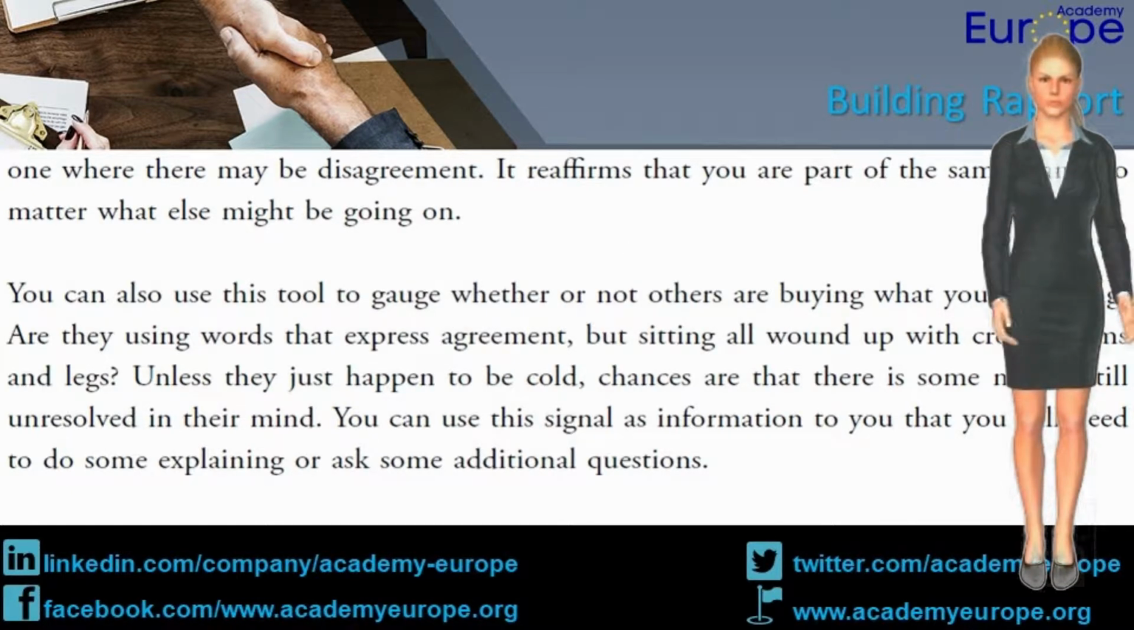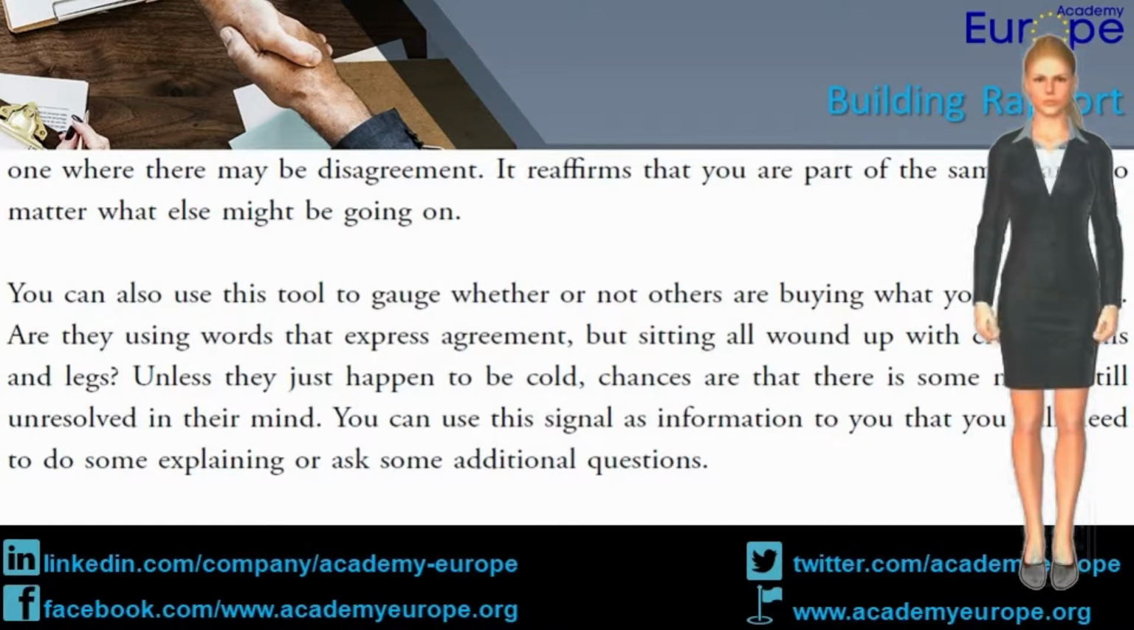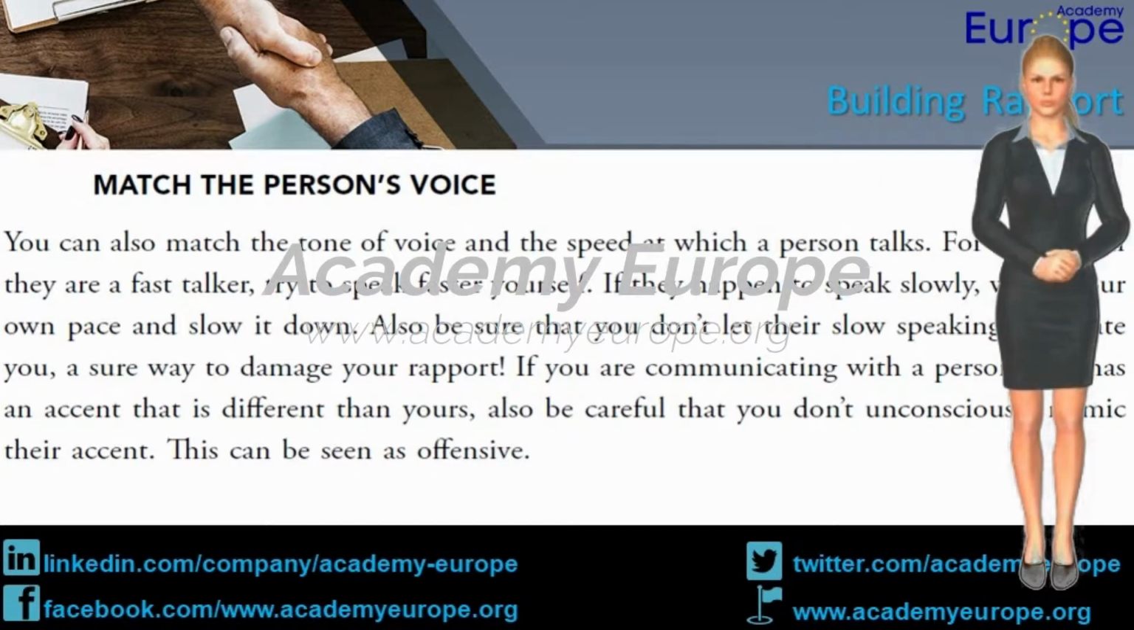You can also use this tool to gauge whether or not others are buying what you are saying. Are they using words that express agreement, but sitting all wound up with crossed arms and legs? Unless they just happen to be cold, chances are that there is some matter still unresolved in their mind. You can use this signal as information to you that you still need to do some explaining or ask some additional questions.